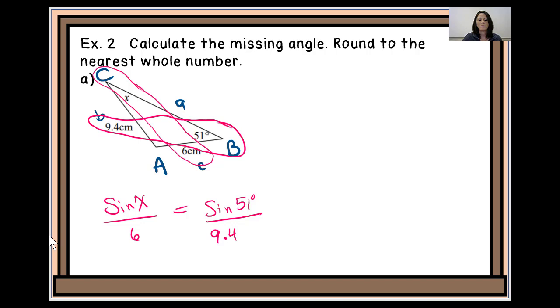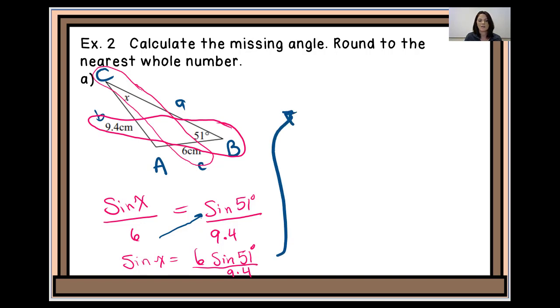Next, we're going to remove the 6 from the denominator by multiplying both sides by 6. So I'm going to put the 6 in front of the sine 51. And then I need to isolate x. Right now I have sine x. So what I'm going to do is take the inverse sine function in order to determine the angle x. I'm running out of space, so I'm just going to write that up here. So x is equal to sine -1, or sine inverse, of 6 sine 51 degrees over 9.4.